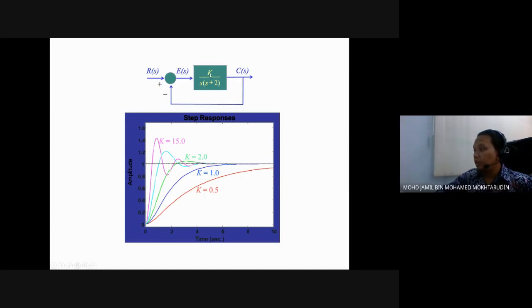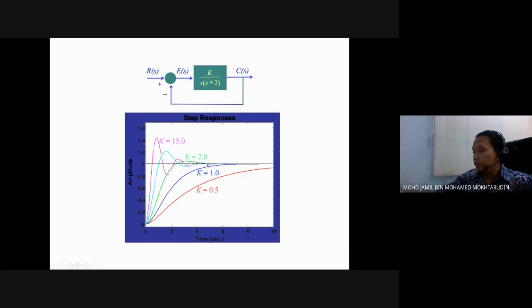So let's say you use a value of k, let's say 0.5, and then you try to plot the time response of the system. You will get something like the graph shown in red. Okay, so this is underdamped. And then let's say you use a different k value, for example 2.0, you give k equals 2.0. What you will get is this green graph here. And if you see, this graph has some overshoot.